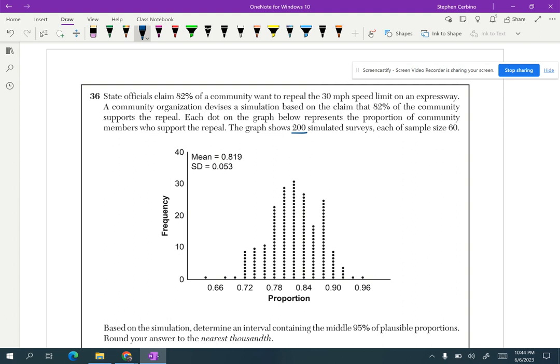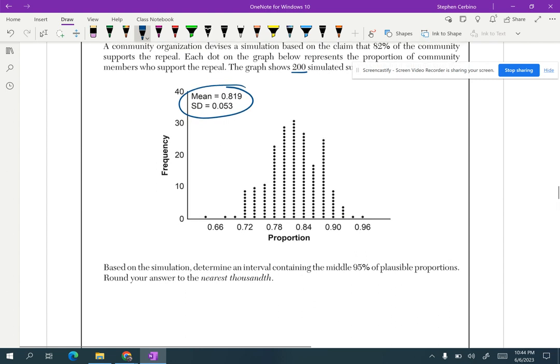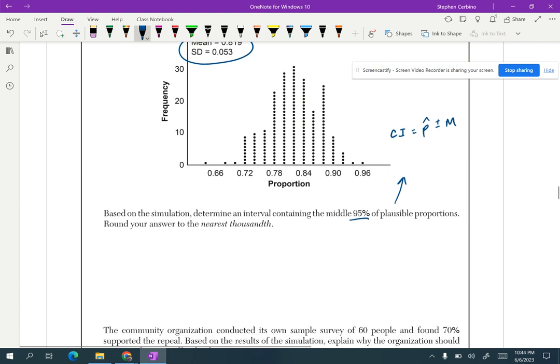So based on the simulation, as soon as you see that, you know to use this information, right? Based on the simulation, we want to contain the 95% plausible proportions. This is the confidence interval. So the confidence interval is going to be the mean of all of the sample proportions plus or minus the margin of error. We can find the margin of error first. The margin of error is 2 times the standard deviation.